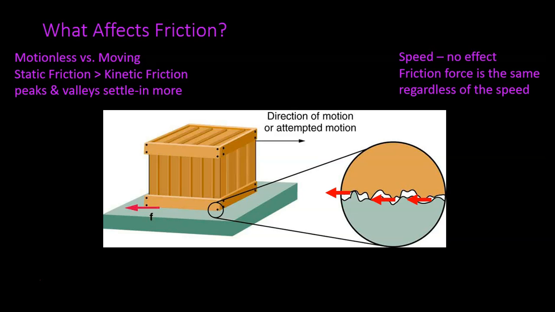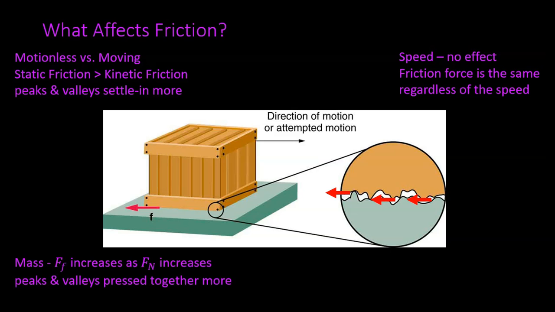Speed has no effect on the friction force. The friction force is the same whether an object's moving at half a meter per second or 5 meters per second. The big difference is, is it stationary or is it moving? But once it's moving, the speed has no effect on the strength of the friction force.